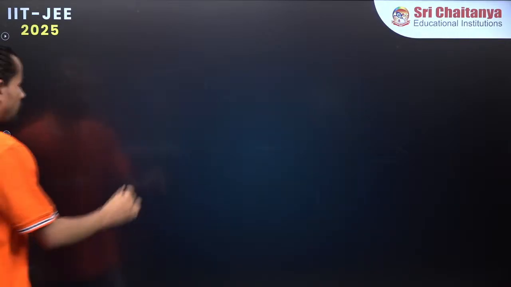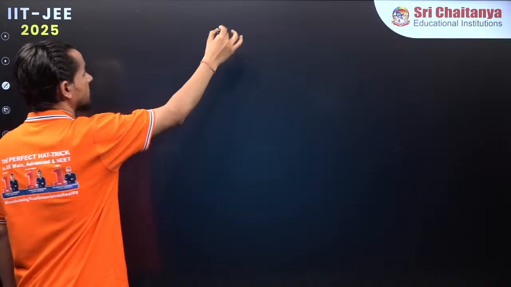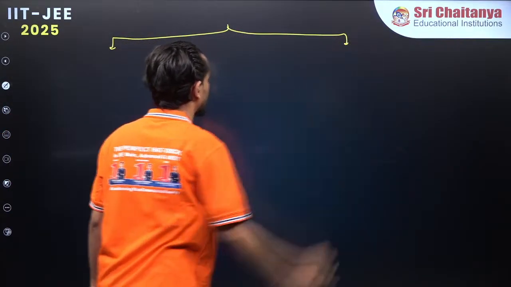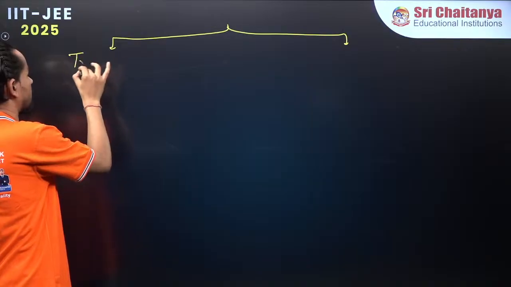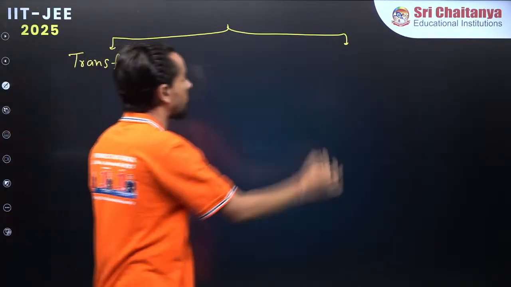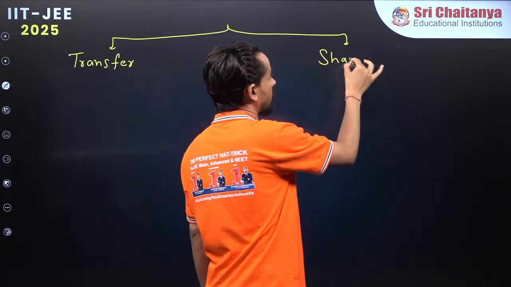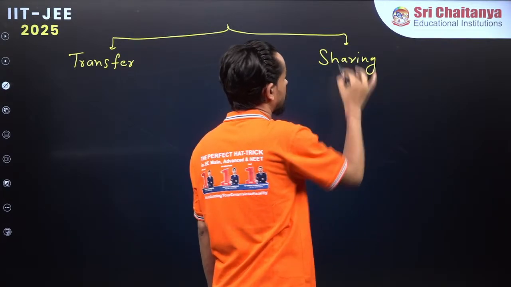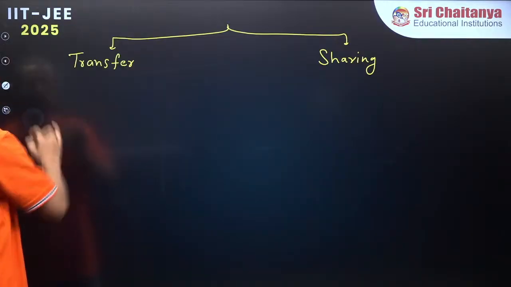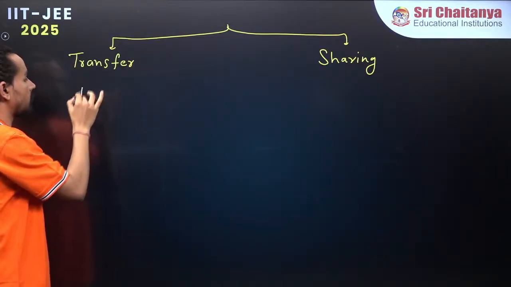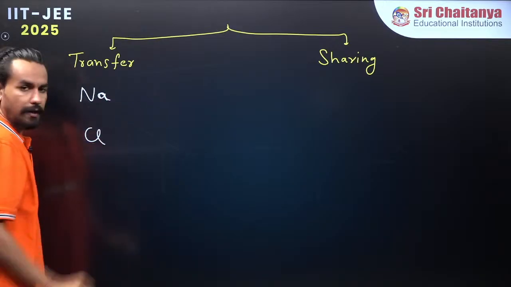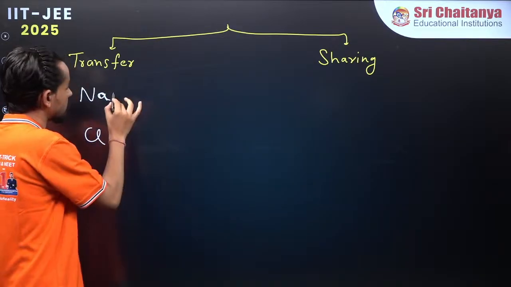Now let us think about this. Again I am drawing the same diagram. Transfer, and the next thing was sharing. Okay, now let us take an example of transfer and sharing one by one. Let us think about a sodium kind of atom, and there was a chlorine kind of atom. What is the electronic configuration?